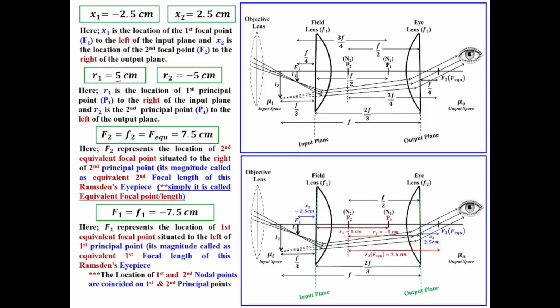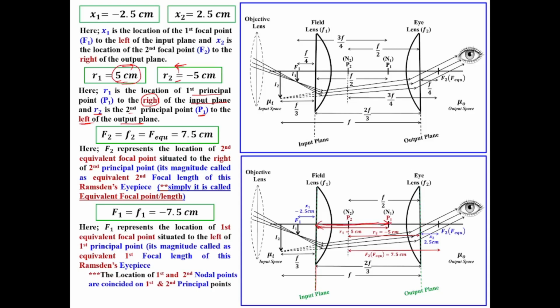Now consider r1. r1 is positive, r2 is negative. Positive means we have to move right, negative means we have to move left. Here r1 is the location of the first principal point to the right of the input plane, because it is positive. r2 is the second principal point to the left of the output plane, because it is negative. So here the input plane is this one. We have to move how much distance? 5 centimeter to the right to locate P1. 5 centimeter distance from here.